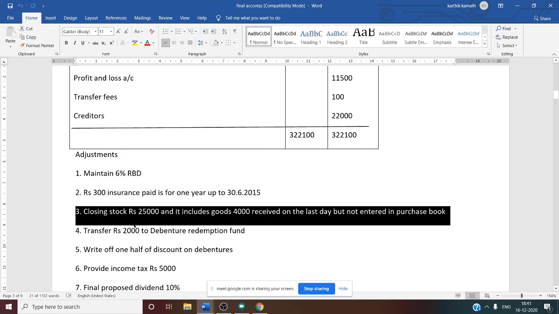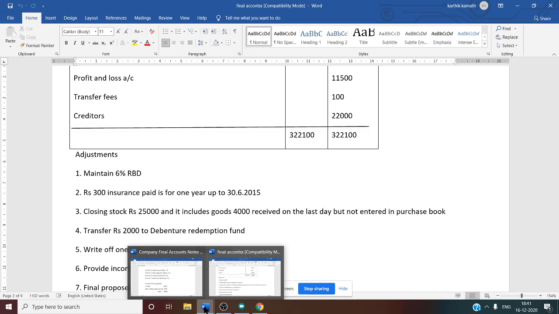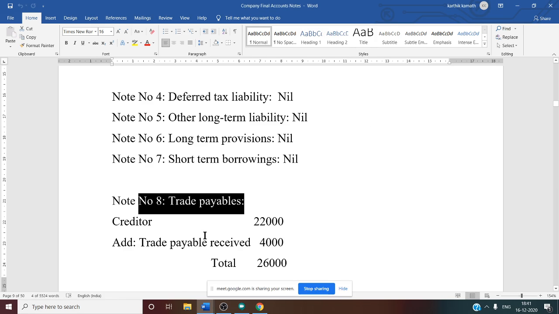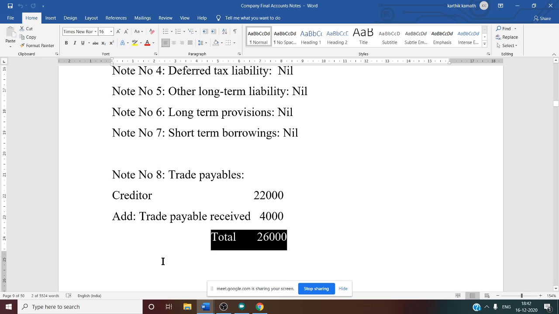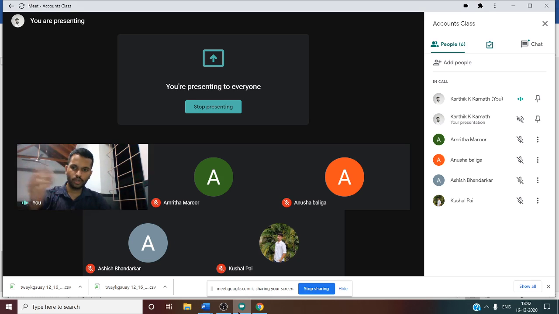It says closing stock includes 4,000 received on the last day but not entered in the purchase book. So we have added it to the purchases. Similarly, we have to use that information for trade payable also. I already told you the adjustment comes two times. So here you have to add the trade payable received, add that amount to creditor. So finally total creditor, that is total trade payable, 22,000 plus 4,000, that is 26,000. This is note number 8.